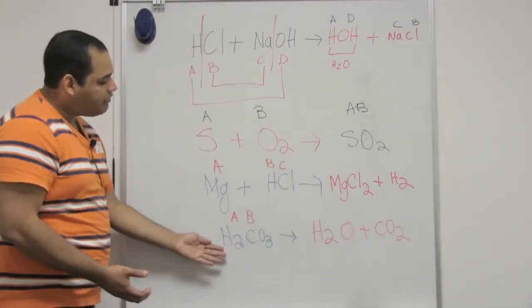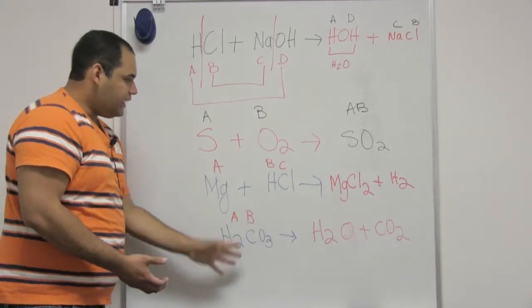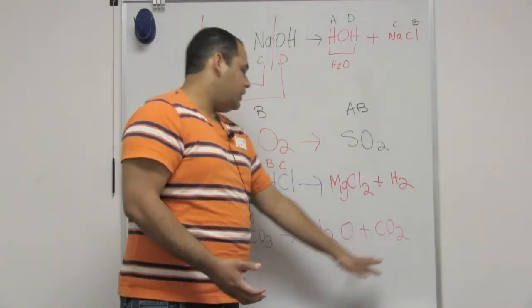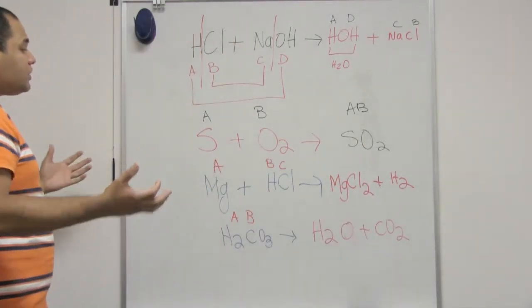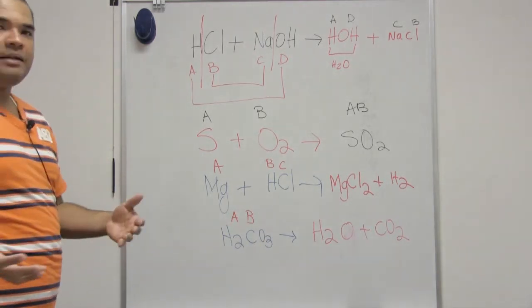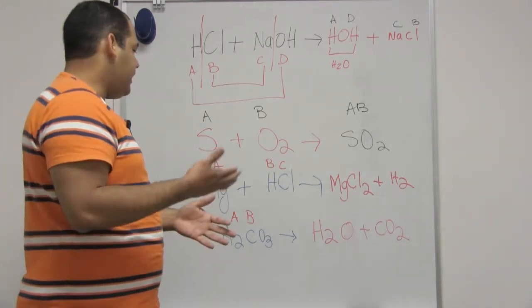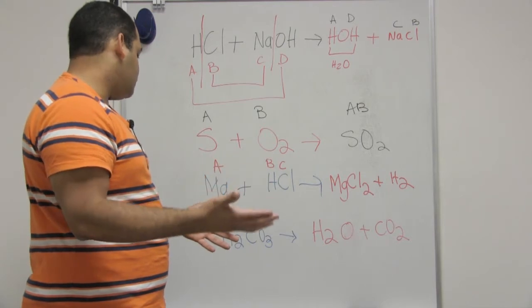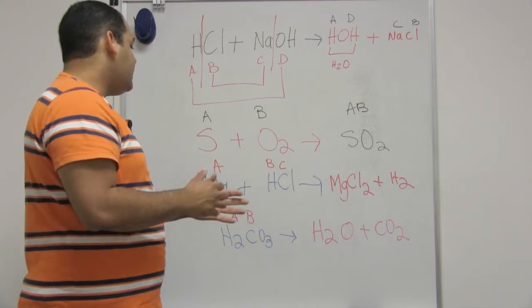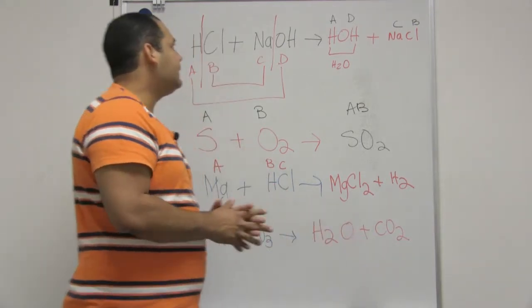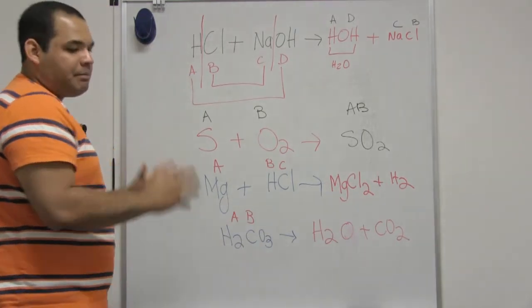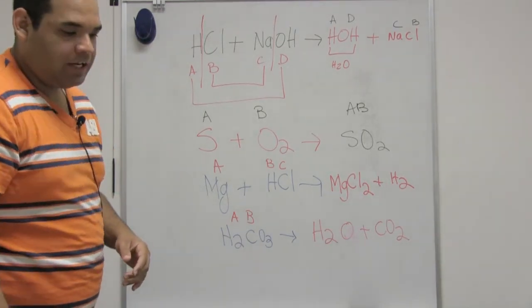And here, I have AB as a compound, and I can break it apart into two other compounds, or it can be two other elements, like in the case that we had before, H2O, that makes H2 plus O2. Could be that, or it could be two other compounds. And this is a type of reaction you need to know for Chemistry 101.